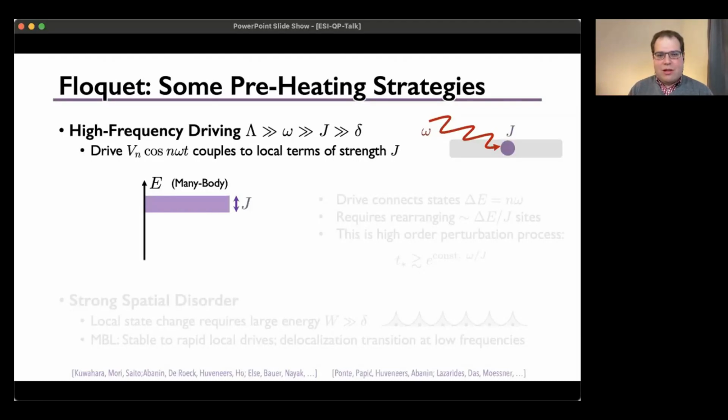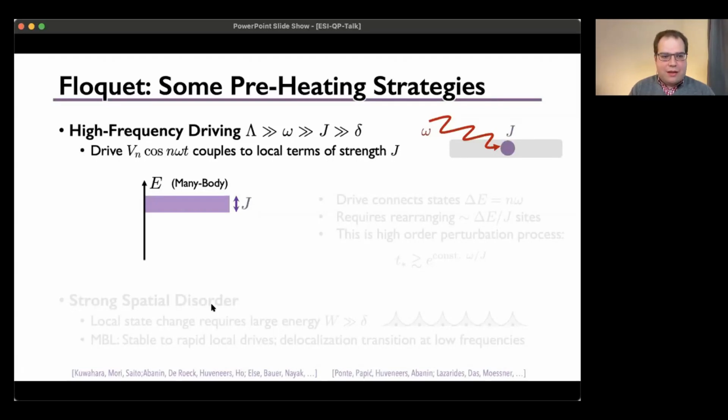The regime I want to consider is that we have our interacting many-body system with some local energy scale J. You can think of this as a site or a cluster of sites that couple to an external drive at frequency omega. Provided that the driving frequency is much bigger than the local interaction scale, we can delay heating, even if the driving is much less than the actual many-body bandwidth.